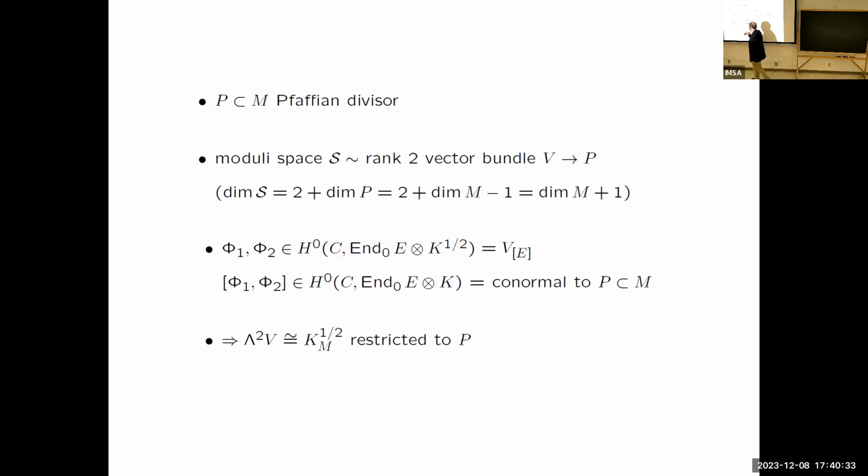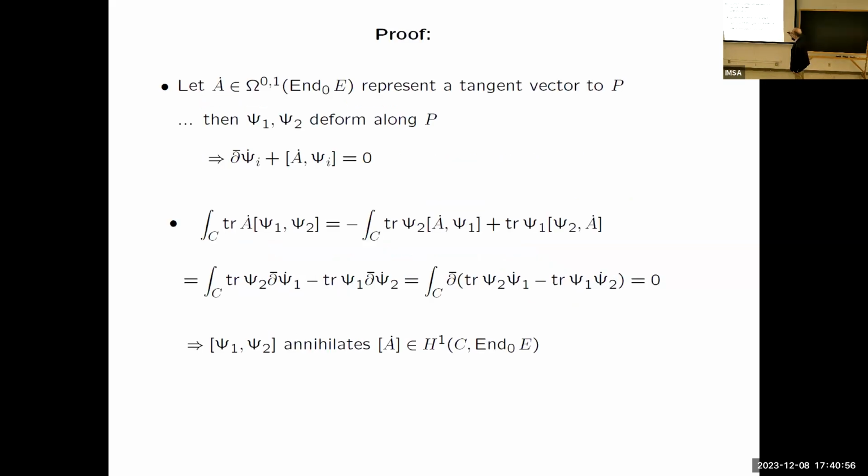So what that means is that we can certainly identify the top exterior power of this bundle as the square root of the canonical bundle of M restricted to P, because we understand P is the zero set of the section. And so I say that this is a conormal vector. There's an argument to prove this.